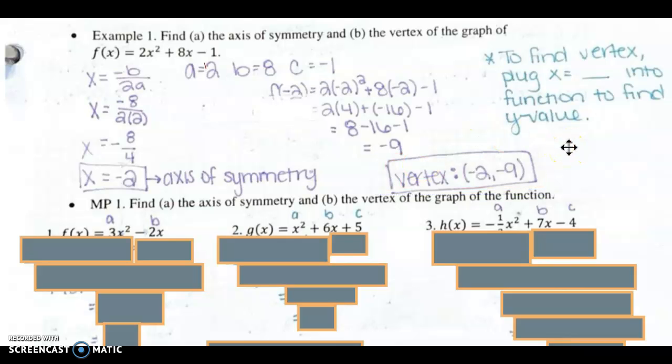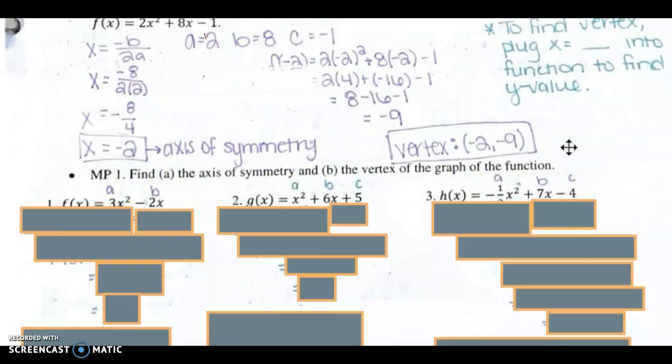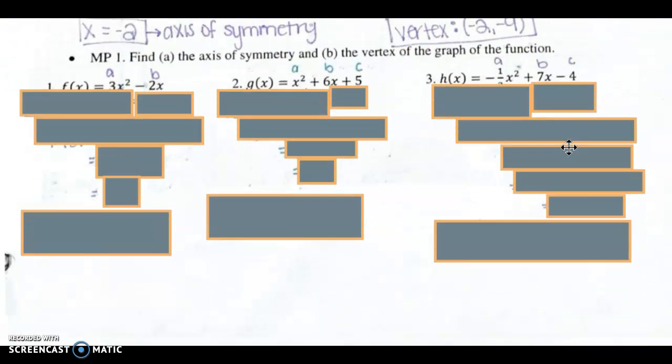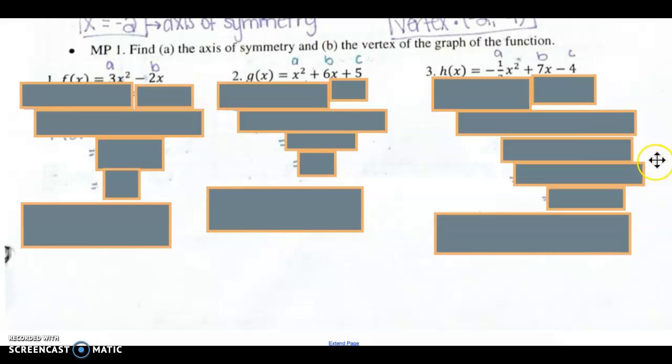I think you should hopefully remember this from before we left school, but this is an important section to know how to do. Alright, so numbers 1 through 3, I want you to try those on your own. So pause the video and try them.